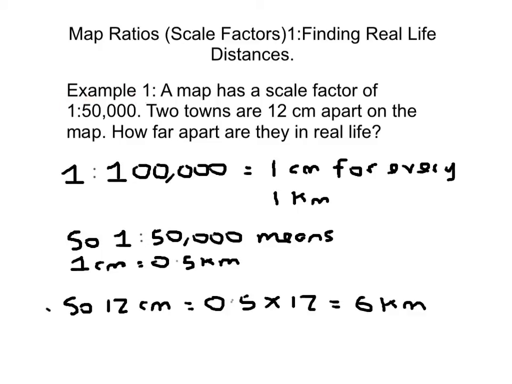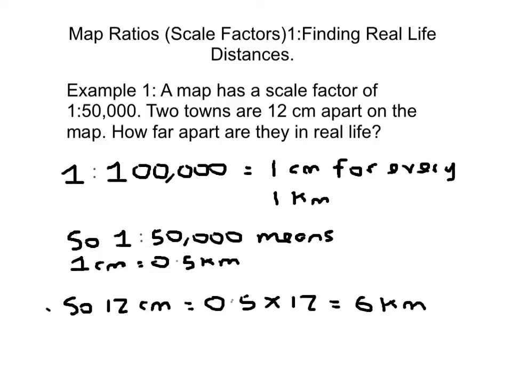So, in this first example, number 1, we've got a map and it's got a scale factor of 1 to 50,000. We know that there are two towns on the map and they are 12 centimeters apart, and we want to know how far apart they are in real life.